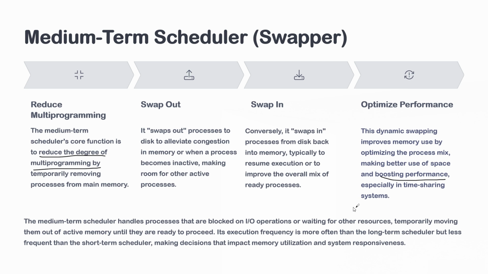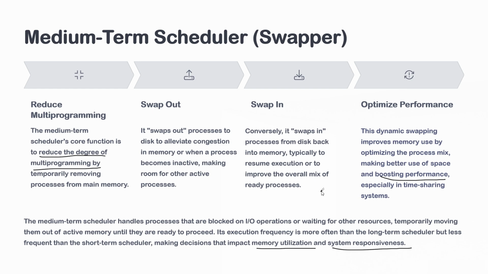This dynamic swapping improves memory use by optimizing the process mix, making better use of space, and boosting performance, especially in time sharing systems. The medium-term scheduler handles processes that are blocked on IO operations or waiting for other resources, temporarily moving them out of active memory until they are ready to proceed. Its execution frequency is more often than the long-term scheduler, but less frequent than the short-term scheduler, making decisions that impact memory utilization and system responsiveness. So it plays a very important part.